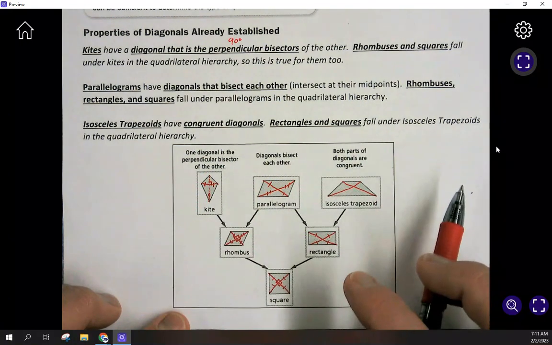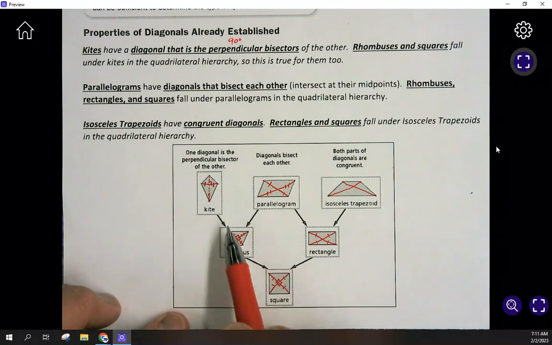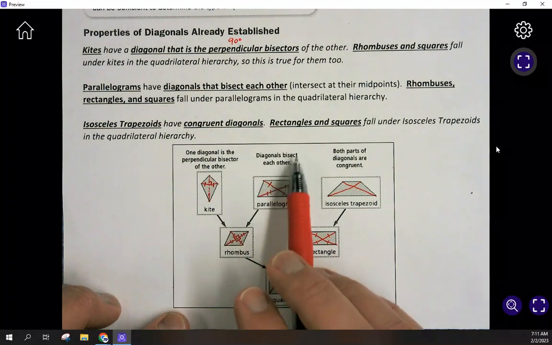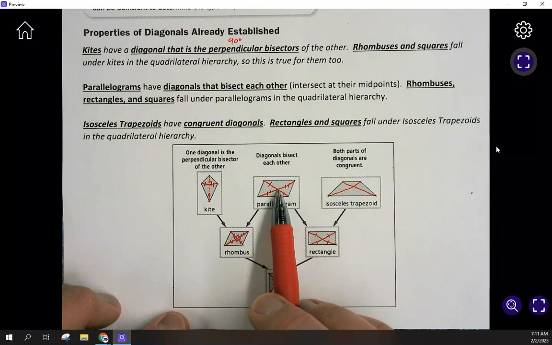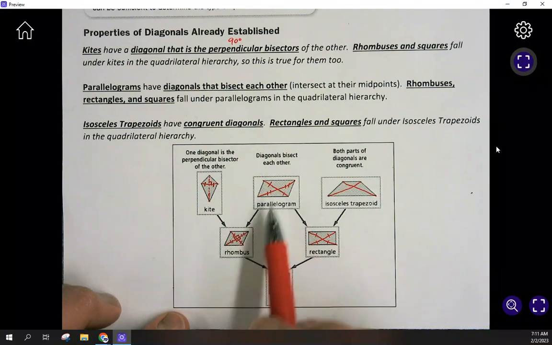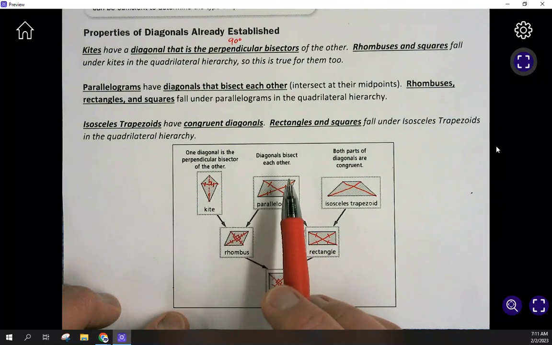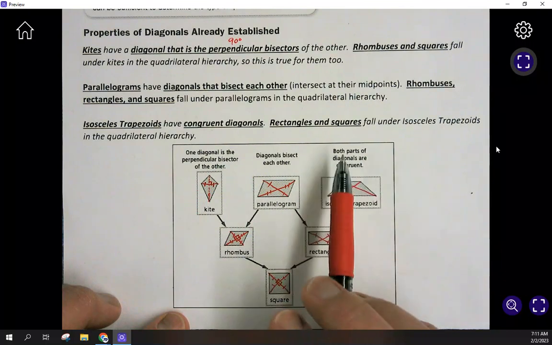Okay, so the hierarchy explains everything we need to know. One diagonal gets bisected and it hits at 90 degrees. Everything under a kite makes that true. The diagonals just bisect each other. They don't necessarily hit at 90 degrees. Okay, that's a parallelogram. If they do hit at 90 degrees, that means it's a rhombus because it is both of these together. So it has a perpendicular bisector and both diagonals bisect each other. Proves that it's a rhombus. Okay, and a square falls under all of this.